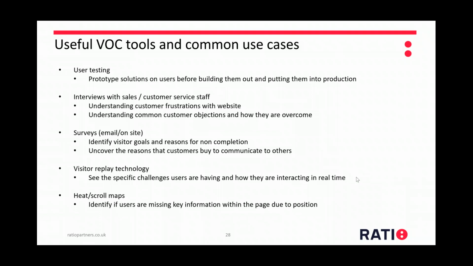You can use visitor replay technology to see the specific challenges that users are having, how they're interacting in real time, and heat and scroll maps can help you understand what information is important to users. That is, what are all their mouse cursors hovering over? Or conversely, is there stuff within the page that we think will be quite important to conversion, but is not being seen due to the position on the page?